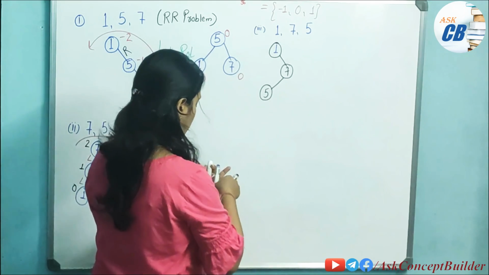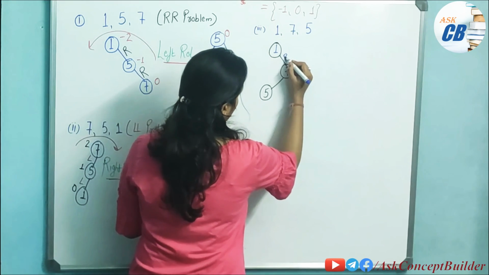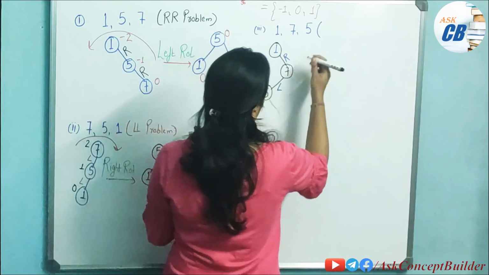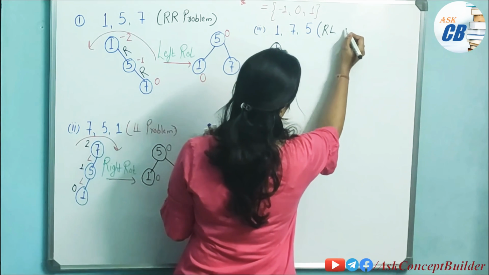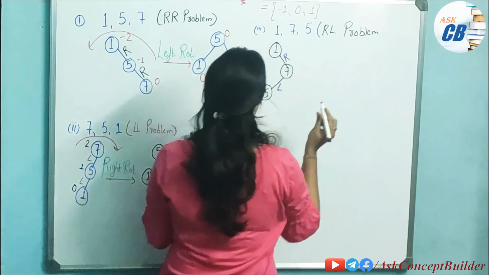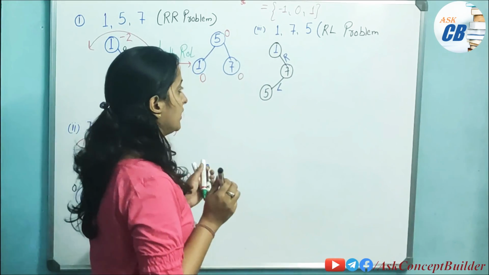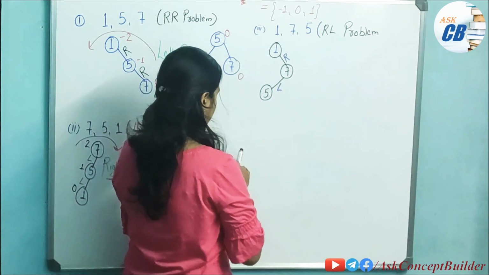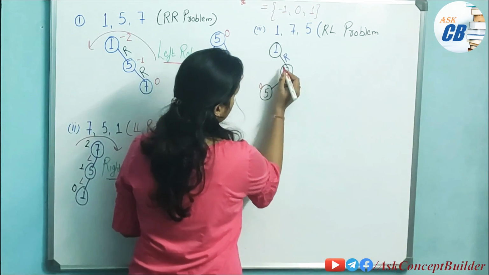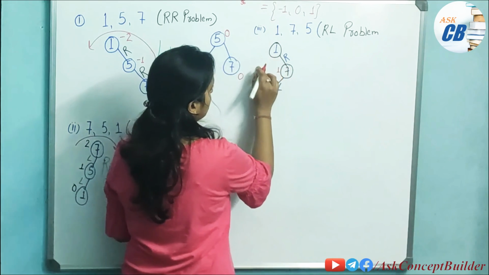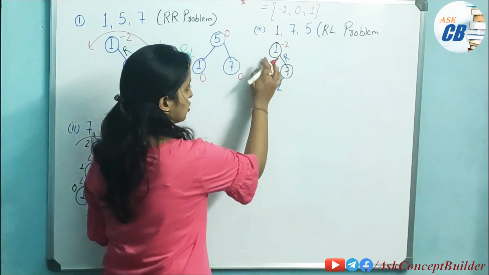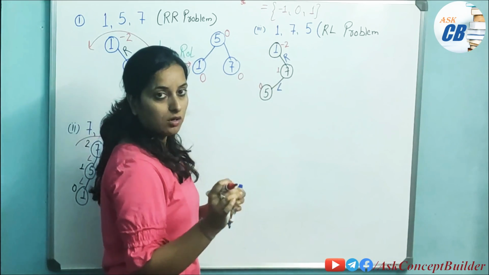Okay, so now this is your R, this is your L. So what is this problem here? RL problem. Fine, this is your RL problem. Now for the RL problem, what can we do? See again, the balance factor for this will be 0, for this it is 1 minus 0, which is 1, and for this it is 0 minus 2, which is minus 2. Because of this node, our tree is not balanced.